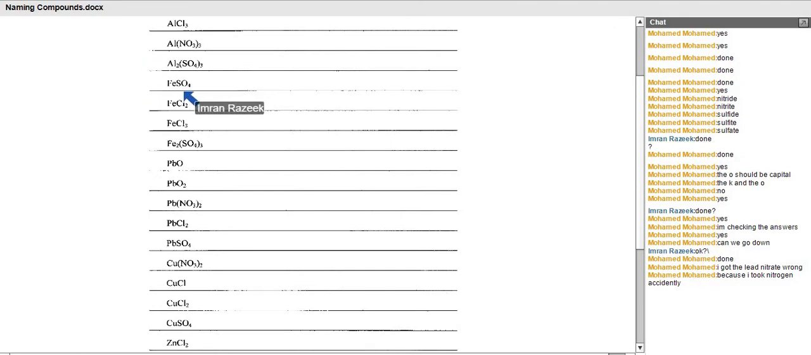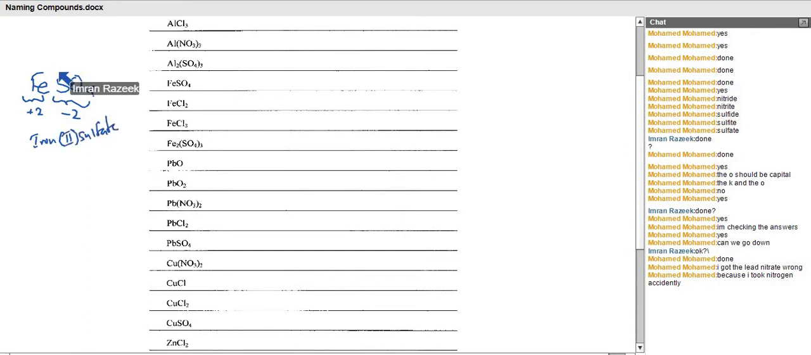Because iron got 2 sulfates. Iron 2 sulfate and iron 3 sulfate. Iron got 2 radicals. So you have to show what sulfate of iron is this. So how to do that? You have to do a small calculation. The sulfate is minus 2, right? Therefore, iron will be plus 2. So this is iron 2 sulfate. Write the valency in capital Roman numerals in brackets.